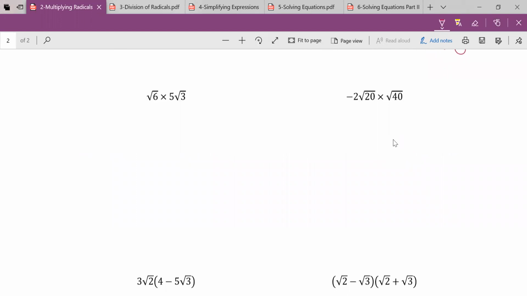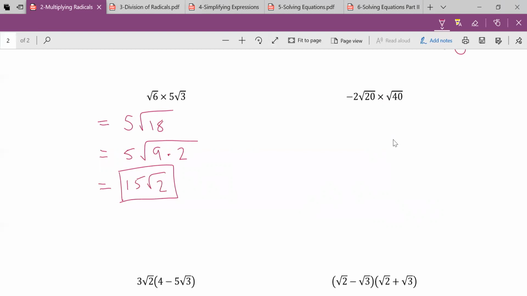So root 6 times 5 root 3. Okay, so I say nothing to simplify to begin. So I go coefficient with coefficient, radicand with radicand. Okay, root 18, yeah, I can simplify that. So root 18 is 9 times 2. Square root of 9 is 3, so I multiply it to the 5. 15 root 2. There it is. And again, remember, you could check your work in your calculator. You put the original question and your answer in, and they have to give us the same decimal approximation.